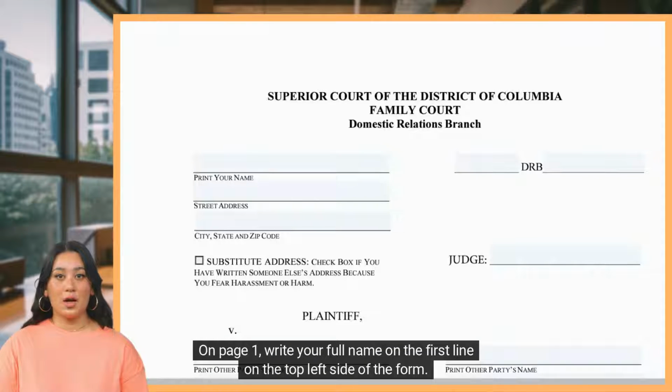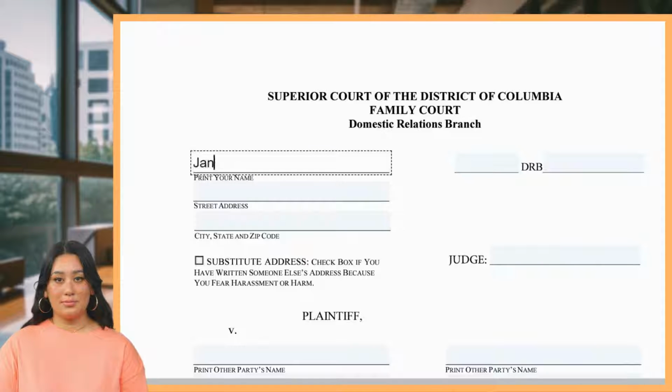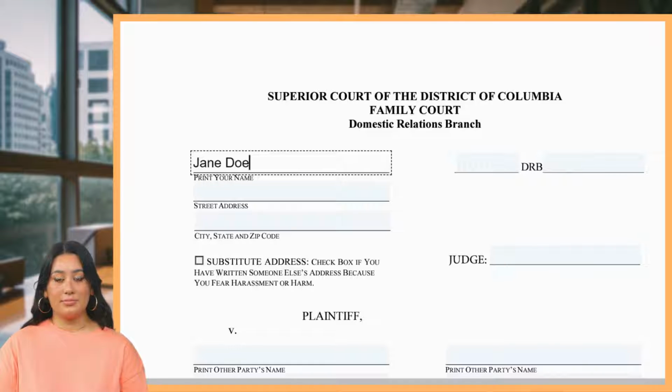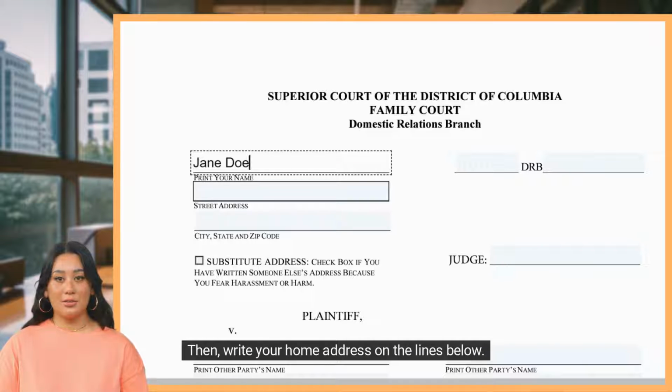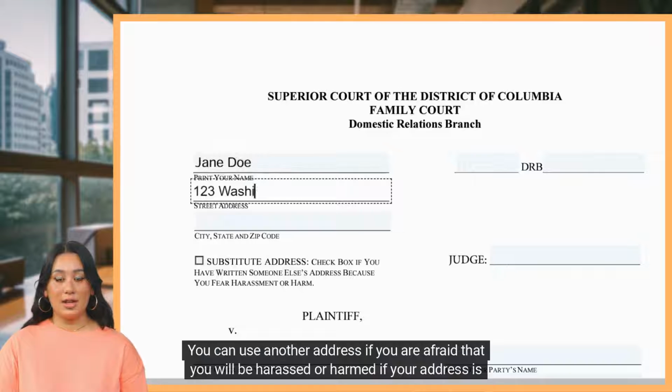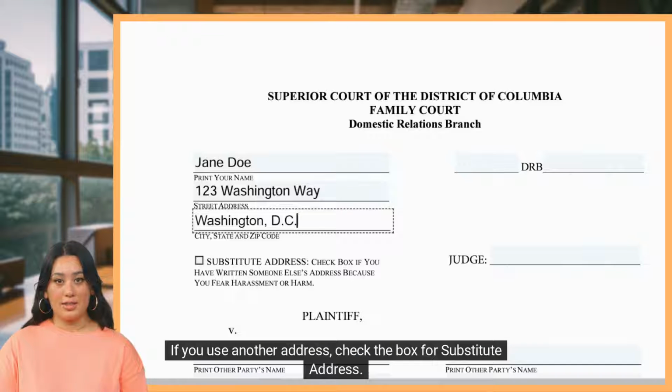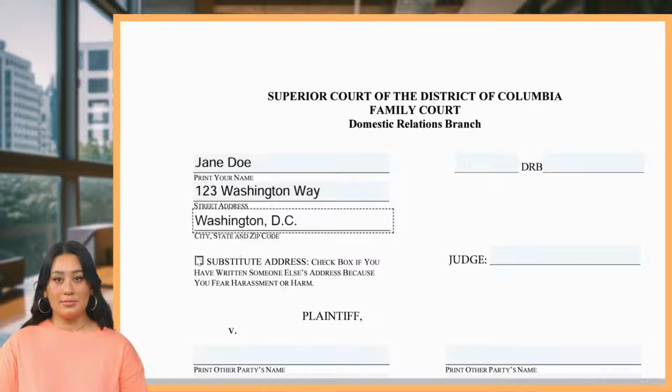On page 1, write your full name on the first line on the top left side of the form. You are the plaintiff because you are the person starting the case. Then, write your home address on the lines below. You can use another address if you are afraid that you will be harassed or harmed if your address is known. If you use another address, check the box for substitute address.